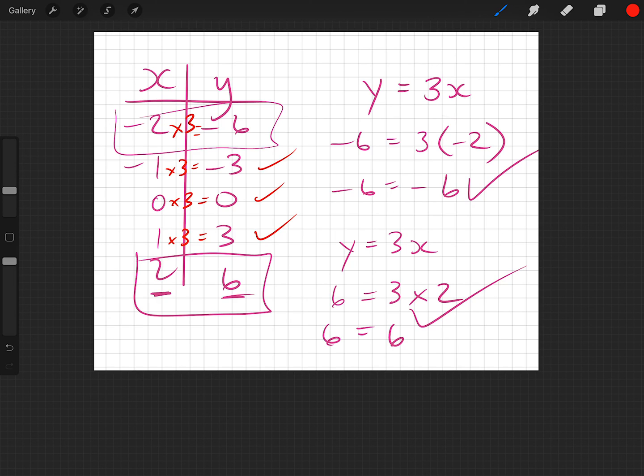Okay? So when you're answering this and it says write the expression for this table of values, this is your answer. Y equals 3x. And we will do more difficult ones tomorrow.